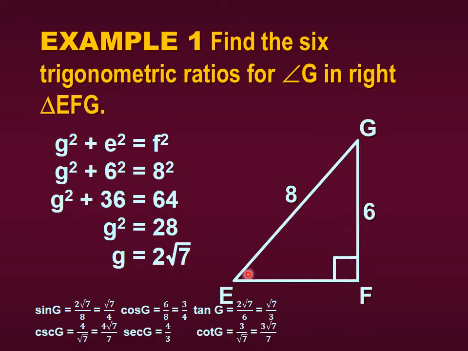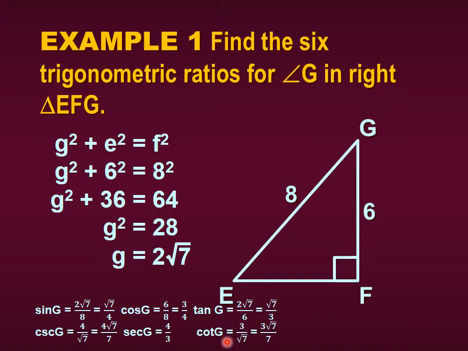Now we can get our trig ratios. Let's start with sine. So remember, sine is opposite over hypotenuse. And since we're getting sine of G, we need the opposite of angle G. And opposite of angle G is down here. And we just figured this to be 2 square roots of 7. So we have 2 square roots of 7 over 8, which reduces, because 2 goes into 8 4 times, to the square root of 7 over 4.